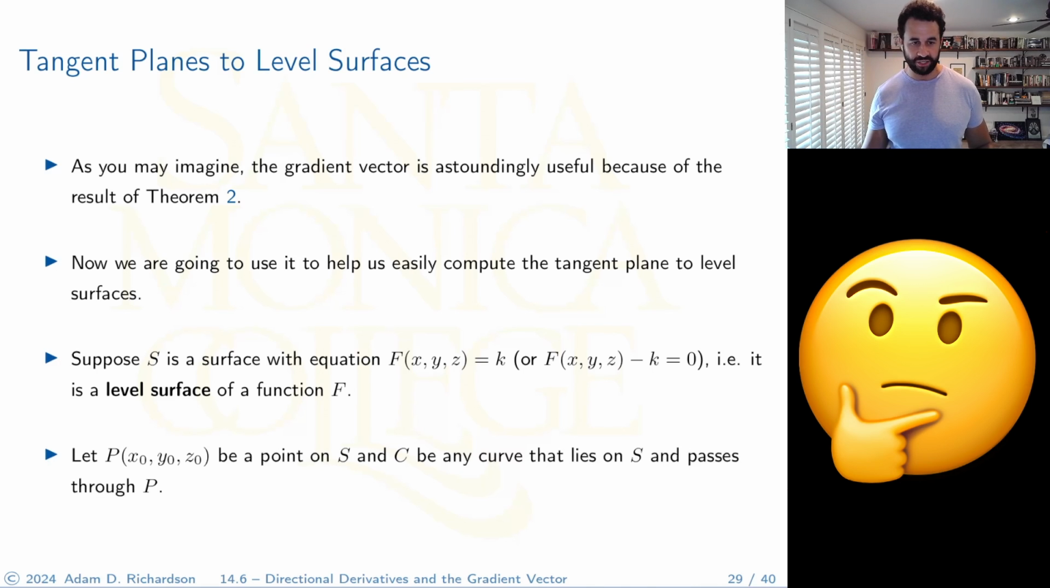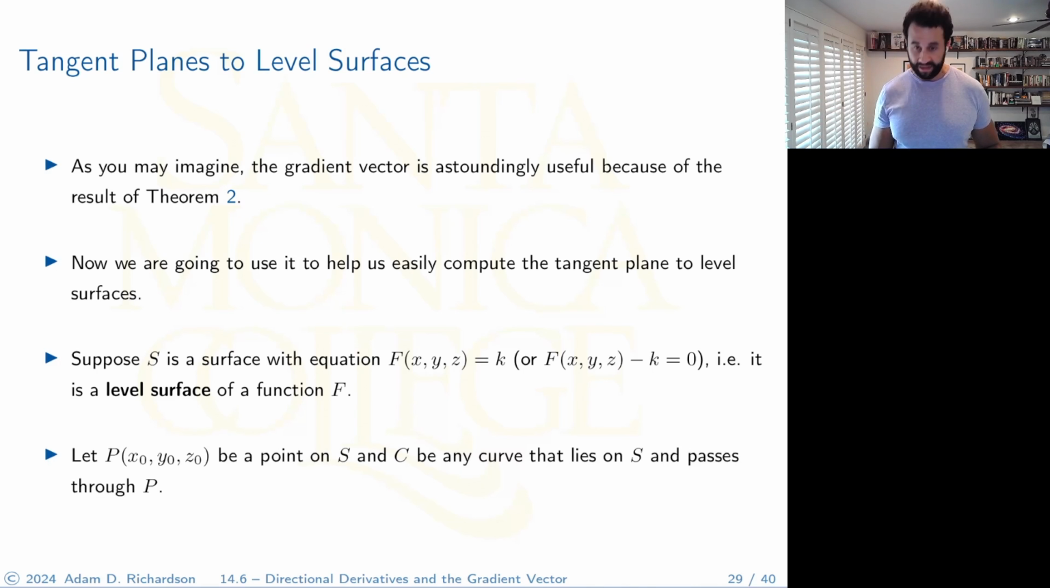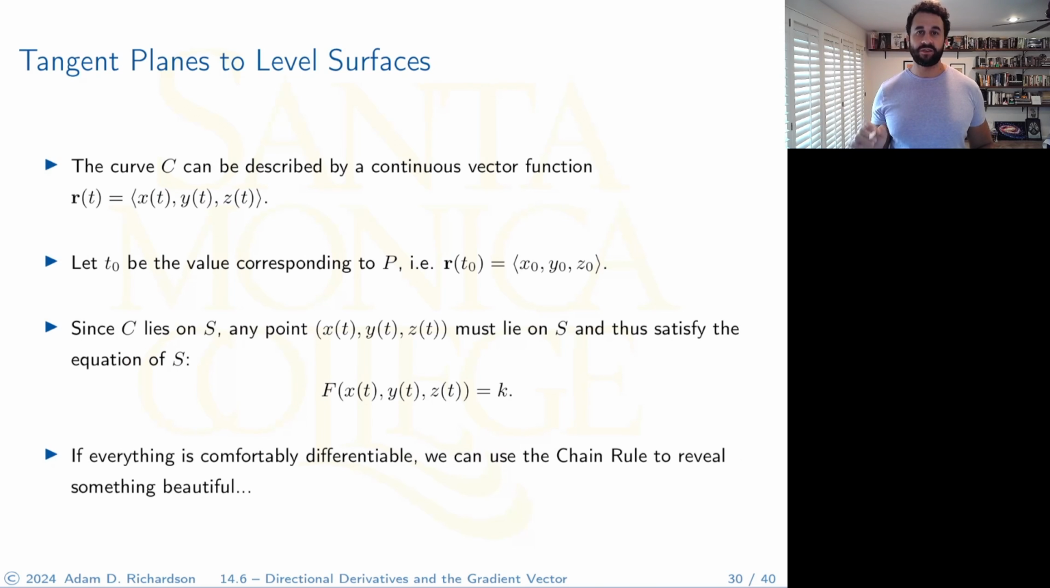Right, so hopefully you've got that picture in your head a little bit. Now, the curve can be described as a continuous vector function, r of t equals x of t, y of t, z of t. So going back into chapter 12 or chapter 13 stuff, right? Let t naught be the value that corresponds to P, so that when you plug t naught into this function for the curve, it puts you at the point P, all right?